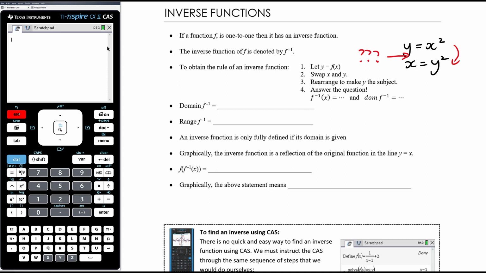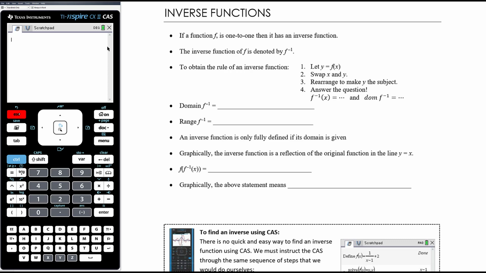Write the words. Okay. In recent years, I've actually taken to combining these first two steps together and straight away saying, let x equal f of y. Okay, so you've introduced your y into the problem and you've swapped x and y at the same time. Okay, and then you want to rearrange to make y the subject, and then you want to answer the question.